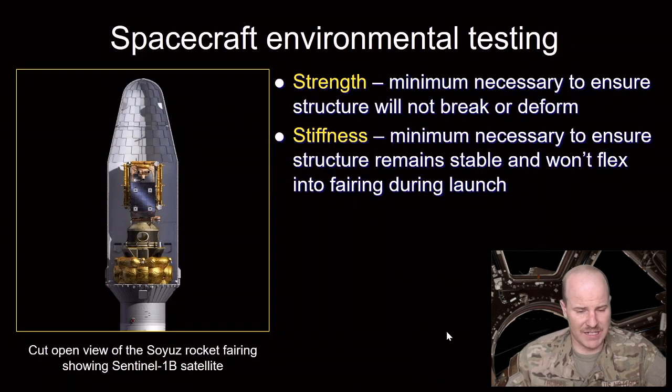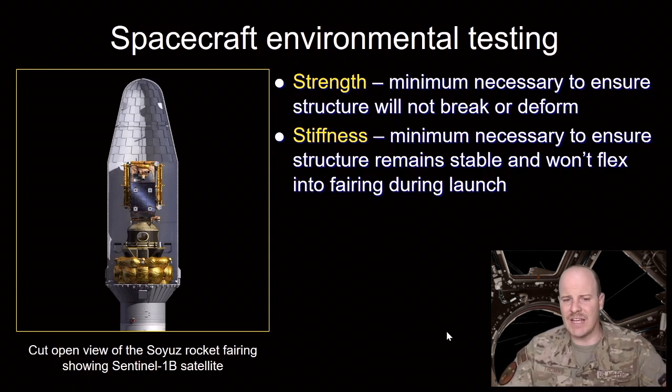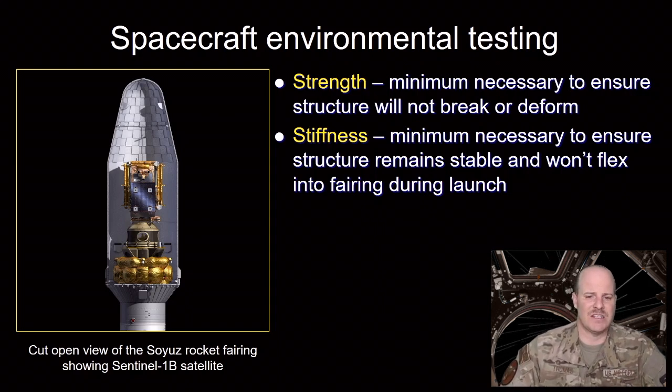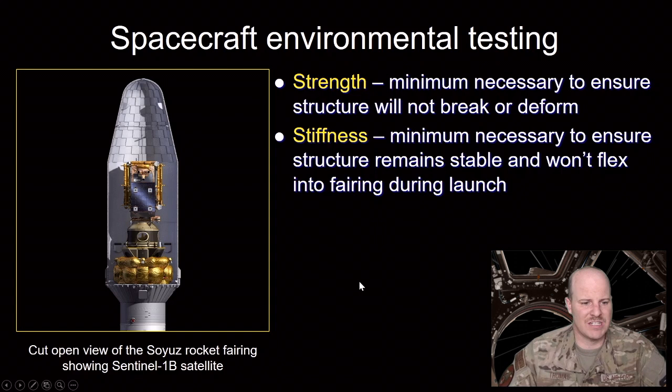So let's talk about testing, and so our last slide, and we'll be done here. So spacecraft environmental testing, really we're looking for two different things. We're either trying to evaluate the strength of our spacecraft. Really what we're trying to find is the minimum necessary strength to ensure that our structure is going to hold together. And we also want to look for a particular stiffness, meaning the minimum necessary stiffness to ensure that our spacecraft remains stable during launch.